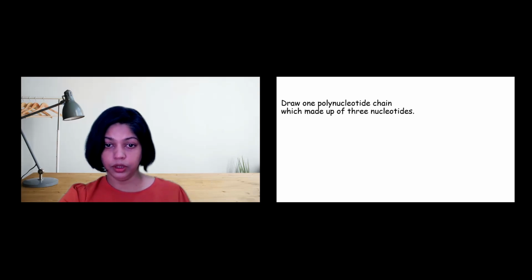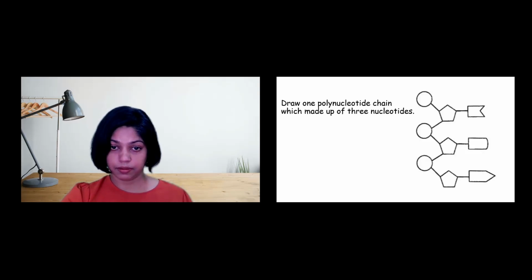For this question, you are required to draw a polynucleotide chain made up of three nucleotides. Ensure that the phosphate group and nitrogenous base are attached to the correct vertices of the pentagon representing the sugar.